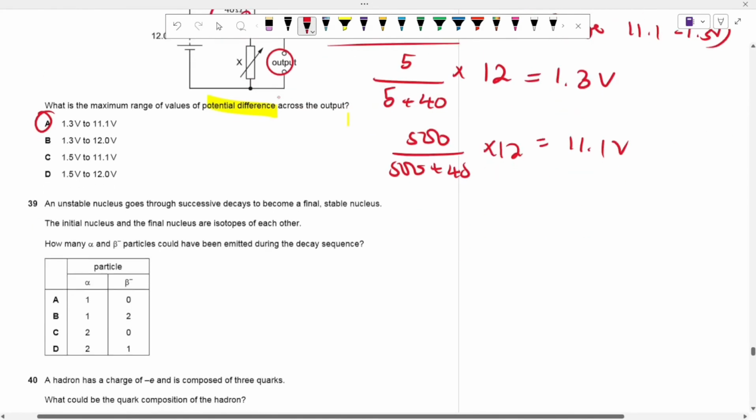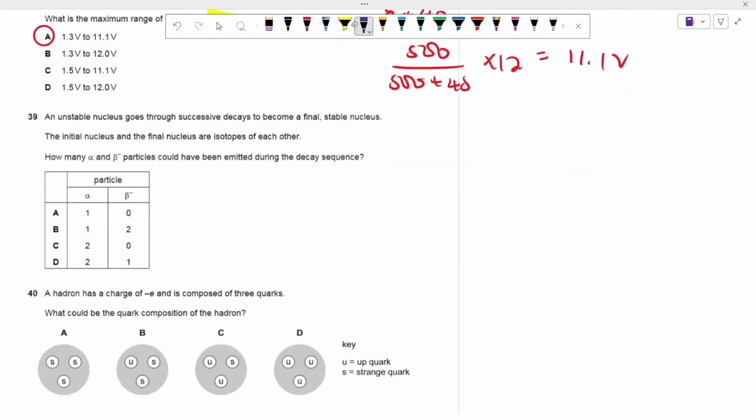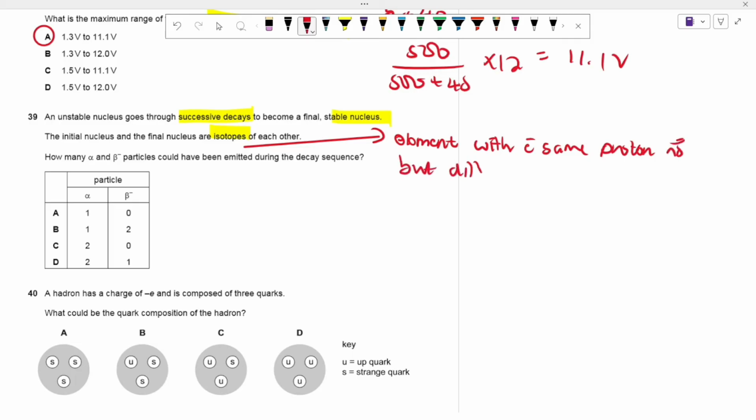Question 39. An unstable nucleus goes through successive decays. One decay after another, it doesn't stop until it becomes a final stable nucleus. It's peaceful, living a peaceful life. So the initial nucleus and the final nucleus are very important things. They are isotopes of each other. What is an isotope, you might ask? Well, isotopes are elements, we're doing some chemistry now, or some physics, I mean, elements with the same proton number but a different neutron number.